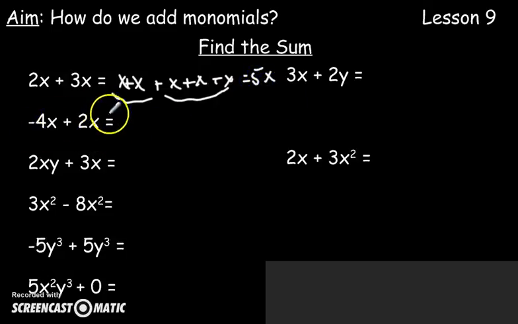Alright, so what would negative 4x plus 2x be? Well, if you noticed yet, we just add the coefficients, so the negative 4 and the 2. So what's negative 4 plus 2? Well, negative 4 plus 2 is negative 2, so that's negative 2x.